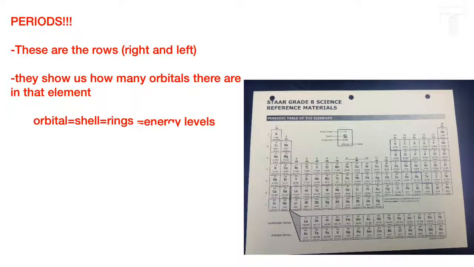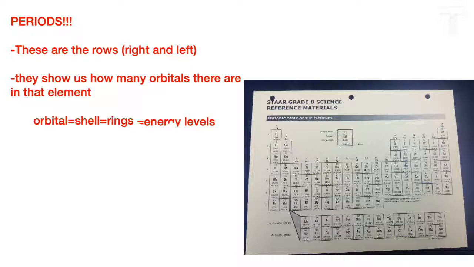The periods are rows. They go from right to left, so this would be a period. There's a total of 7 periods, and you know this because on the left of your periodic table, it's got the numbers 1 through 7. So this is period 1, 2, 3, 4, 5, 6, and 7. A nifty, helpful thing that the periods do for us is they show us how many orbitals there are in an element. And an orbital is the same thing as a shell, rings, or energy levels.